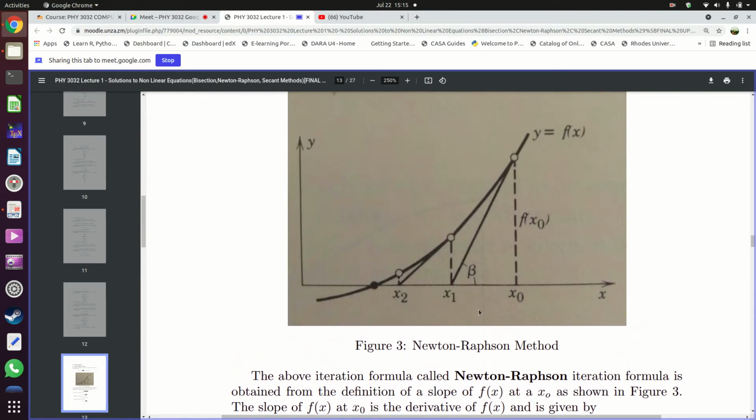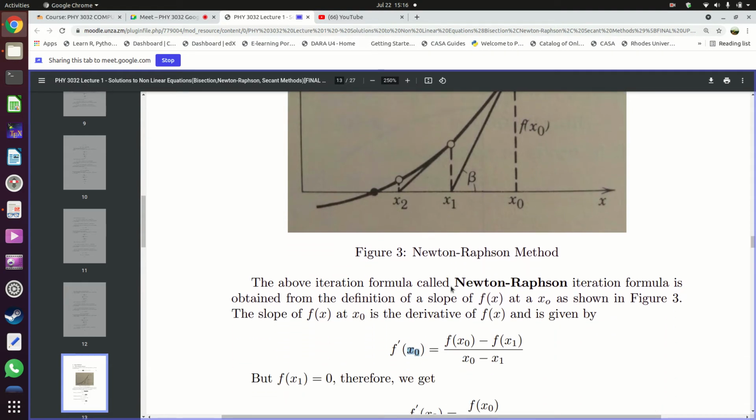So that's going to be the derivative of the function at x naught, which is the change in y. You have the value of the function at x naught minus the value of the function at x1. So the change in y is f of x naught minus f of x1, divided by the change in x. The change in x is x naught minus x1.